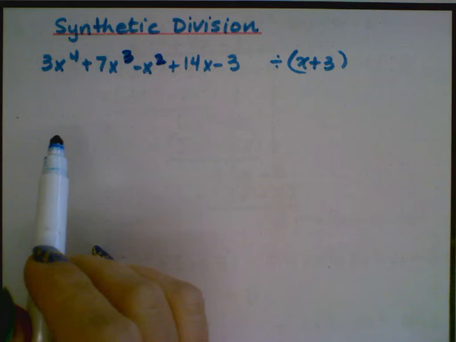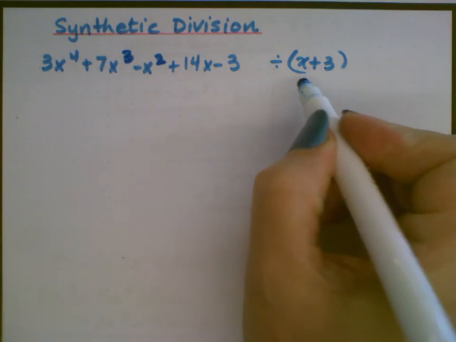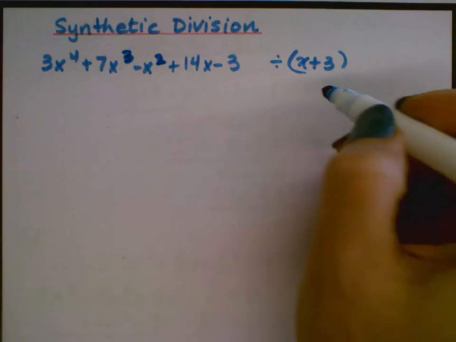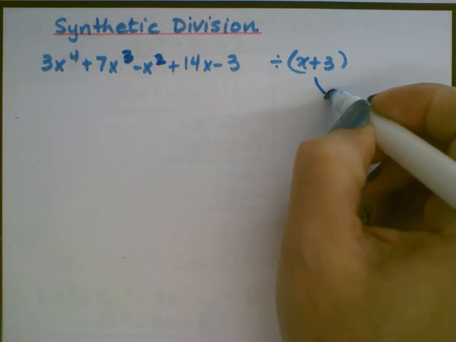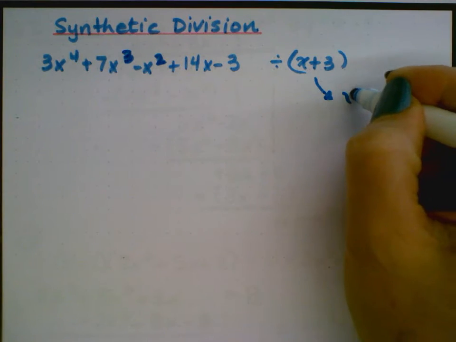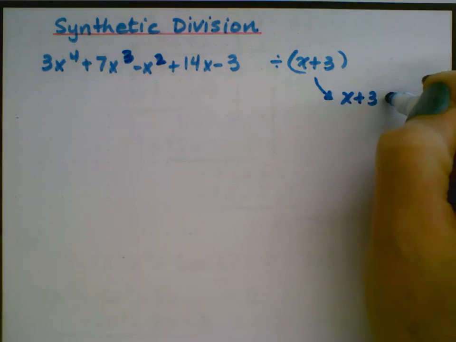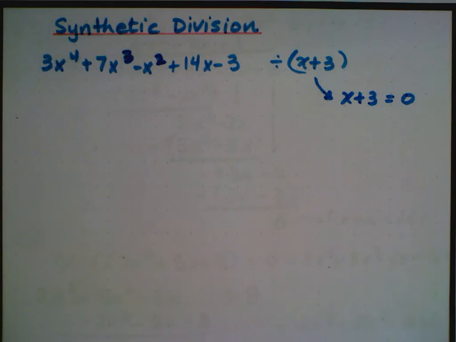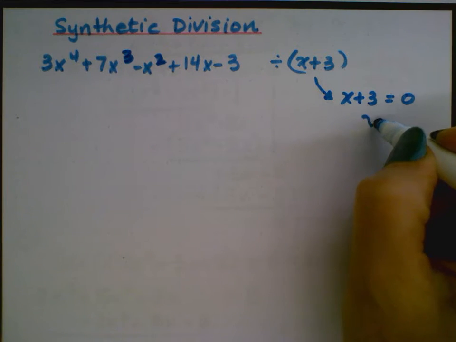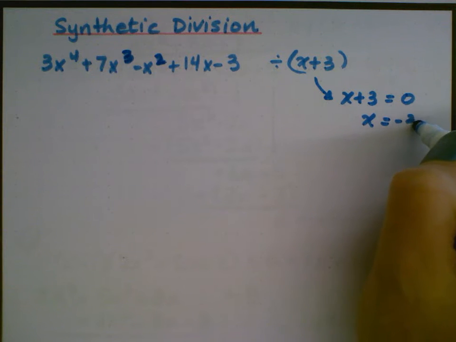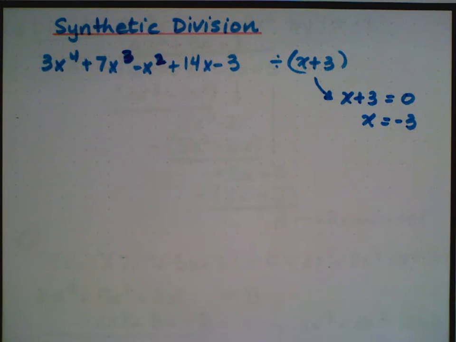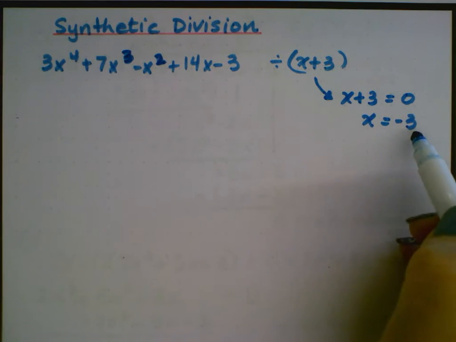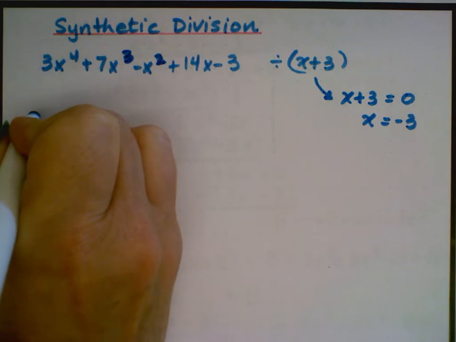Okay, so the process is the following. I want to divide by x plus 3. The first step here is to take the x plus 3 and set it equal to 0, and then isolate for x. So that's x is negative 3. This value of negative 3 is going to go outside.